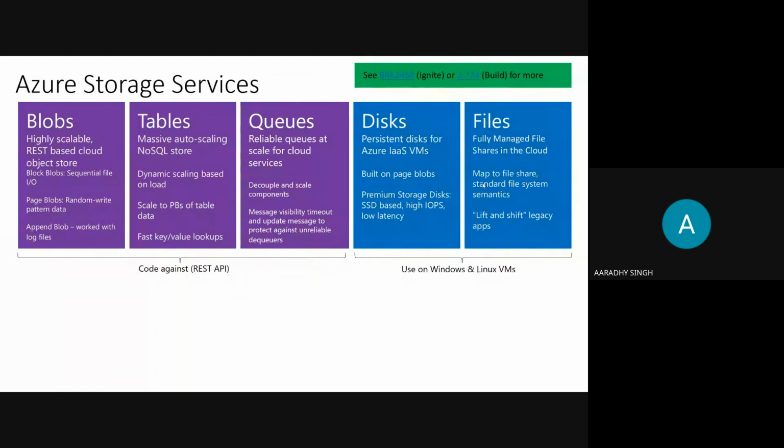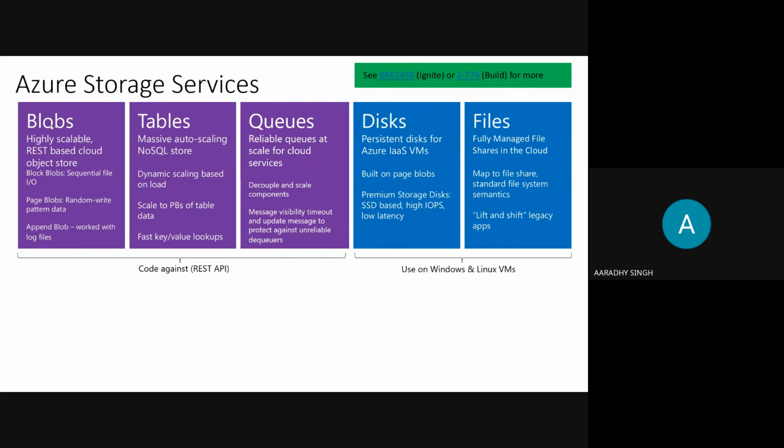While files here is nothing, just replacement of the file server. So these are the 5 types available. Apart from these 5, we have one more option available, which is called the ADLS, means Azure Data Lake Storage. So it means we have total 6 types of storage options available.